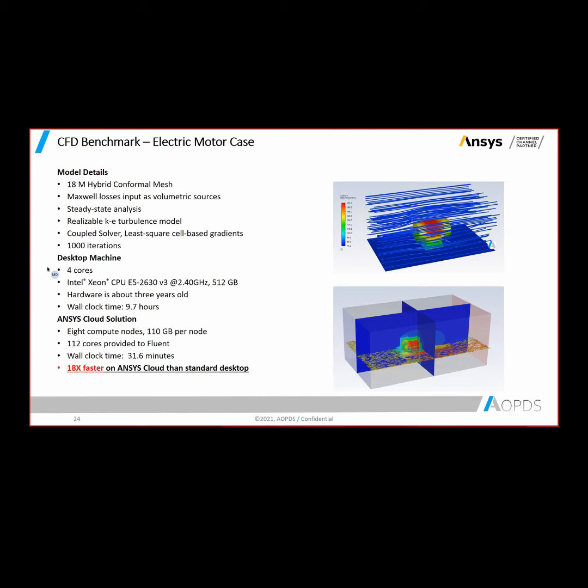Here is an electric motor, with an 18 million hybrid conformal mesh and about 1,000 iterations. If you use 4 cores on your machine, it's going to take you 9.7 hours to solve this model. And if you use Ansys Cloud using 110 GB per node and 112 cores, it's going to take you only 31 minutes to solve it, and it's 18 times faster.